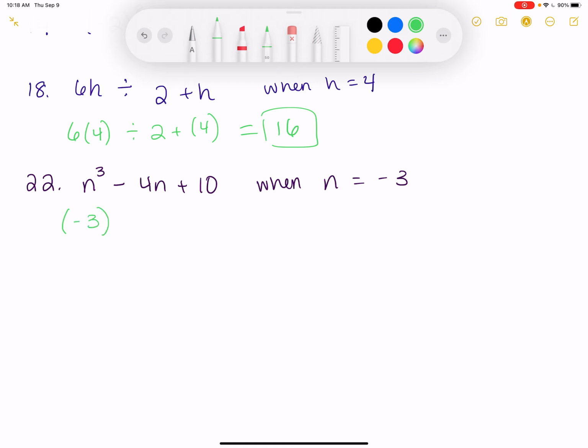All right, so we've got negative 3 cubed minus 4 times negative 3 plus 10. So order of operations says I need to do what first? Cubed, so negative 3 cubed is what? Negative 27. And then next I would need to multiply these two things, right? So negative 4 times negative 3, positive 12. Plus 10. And so that gives me what? Negative 5.